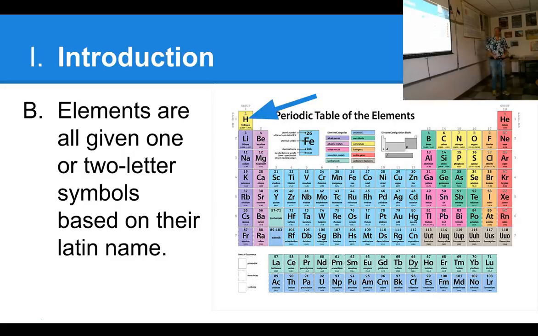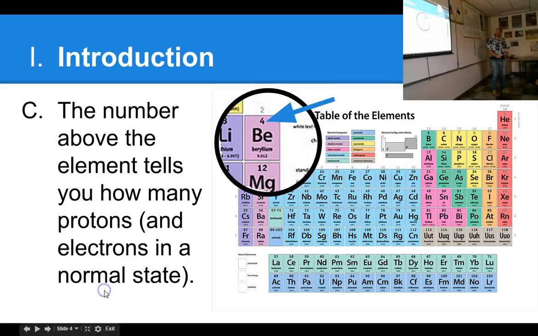So elements are given a two-letter symbol, and we use that symbol all the time to refer to elements in equations and things of that nature. The number above the element tells you how many protons, and therefore how many electrons in a normal state, the atom has. So, for example, beryllium, Be, is element number 4. And what that means is that there are 4 protons. If an atom has 4 protons, it is beryllium. If an atom does not have 4 protons, it is not beryllium.